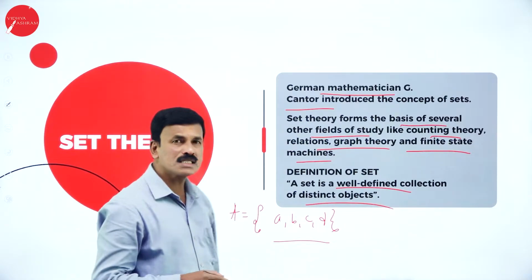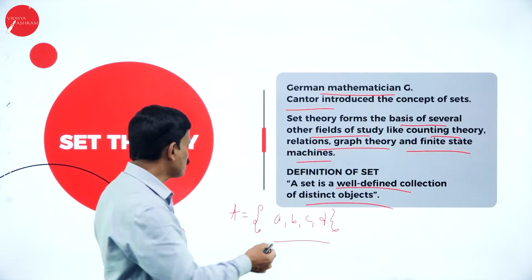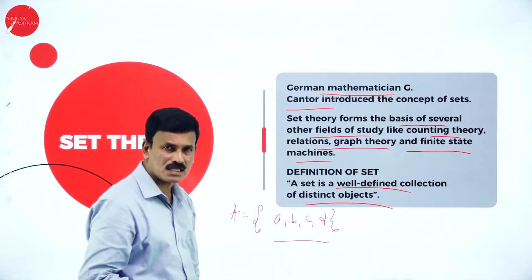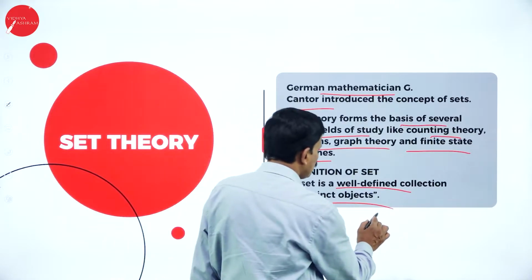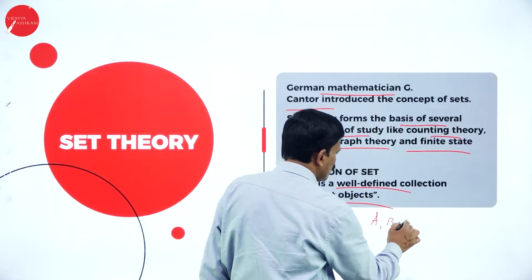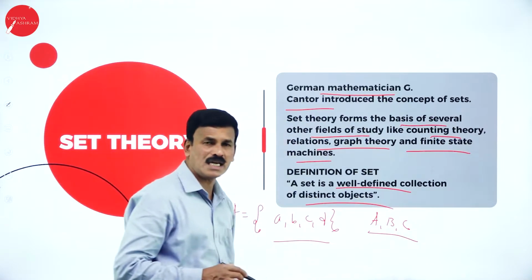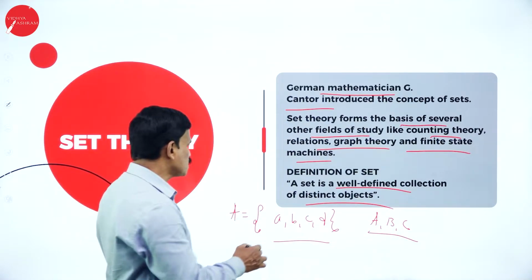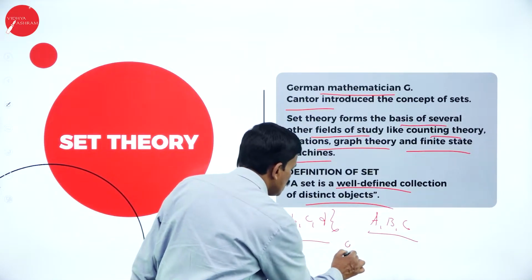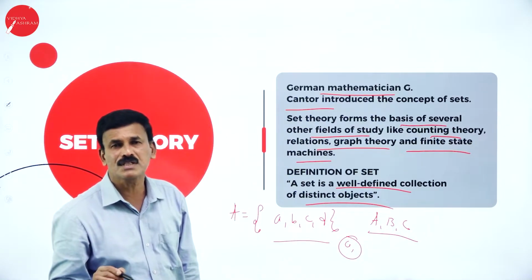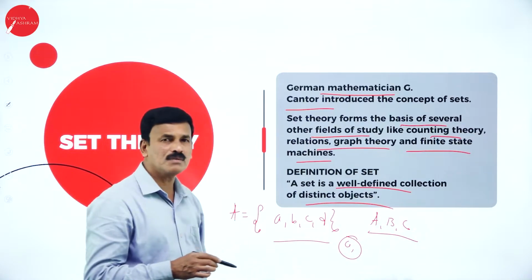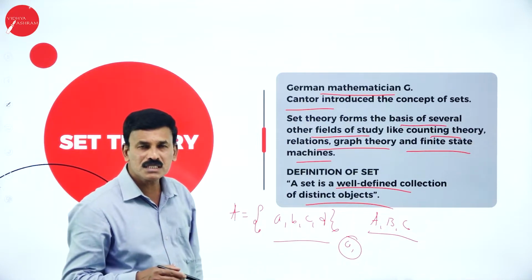Usually a set is represented between two curly brackets, and capital A, capital B and capital C denote the sets, whereas small a, small b, small c are all called the elements of the set. Small a, small b, small c are called the elements of the set, whereas capital A, capital B, capital C will represent the set.